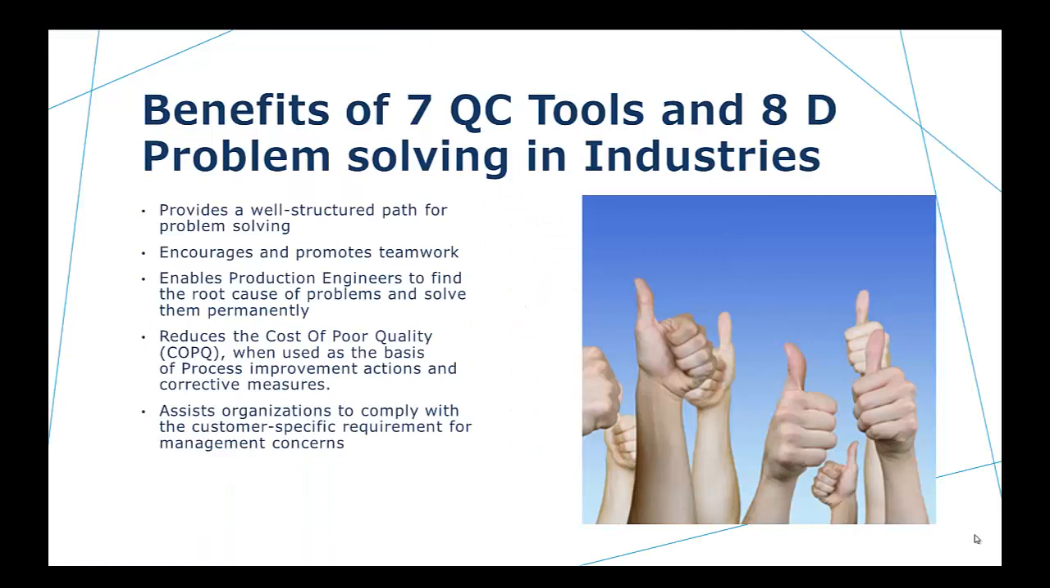The benefits of 7QC tools and 8D problem solving in industries. Following these methods provides a well-structured path for problem solving. It encourages and promotes teamwork. It enables production engineers to find root causes of problems and solve them permanently and effectively. It actually reduces the cost of poor quality. It also assists organizations to comply with the customer-specific requirements for management concerns.